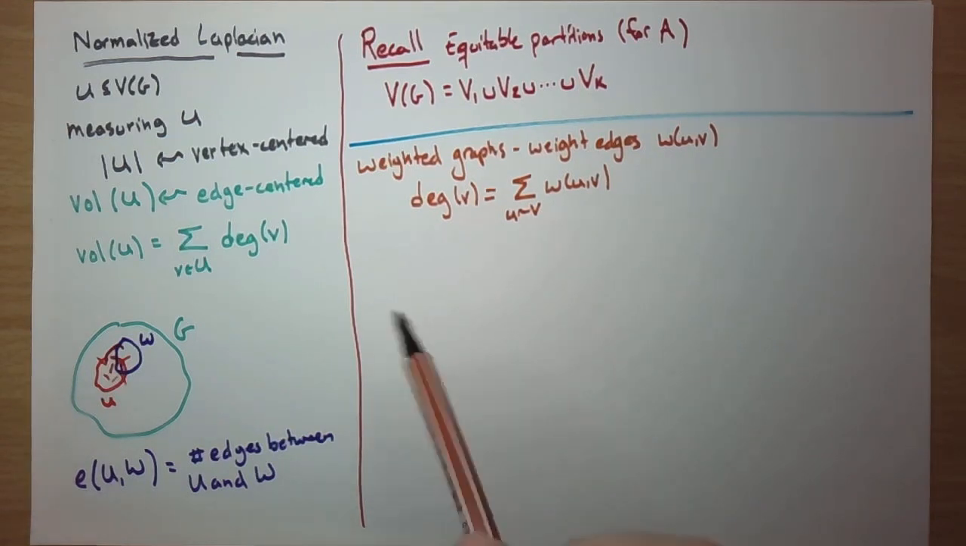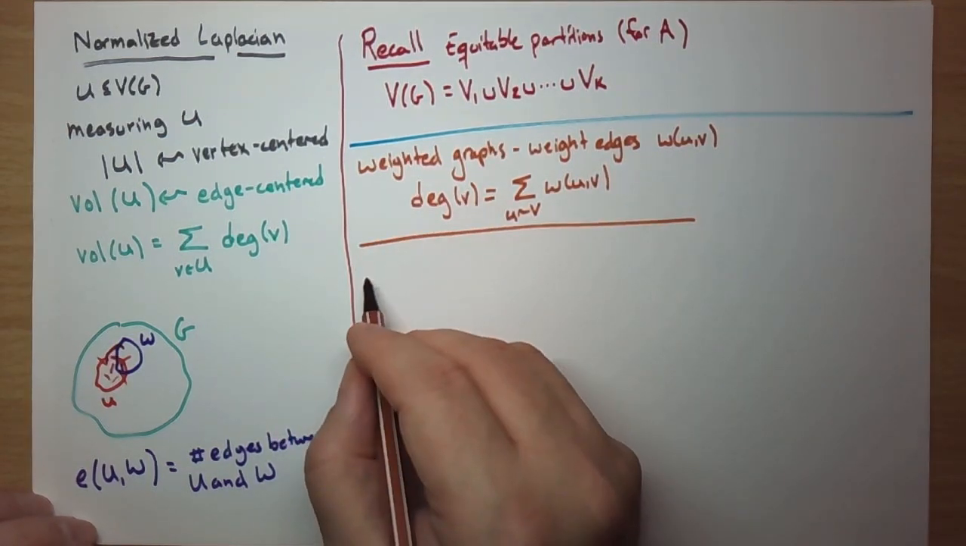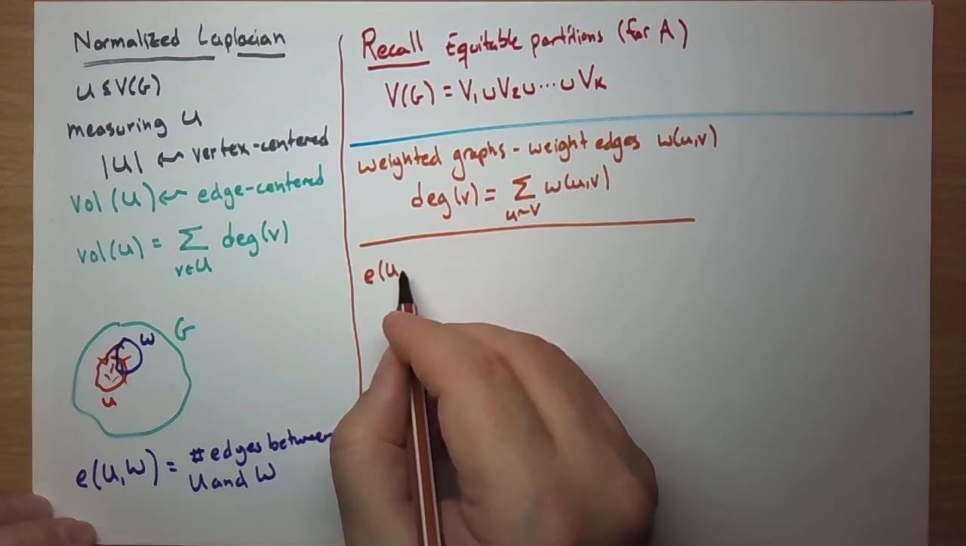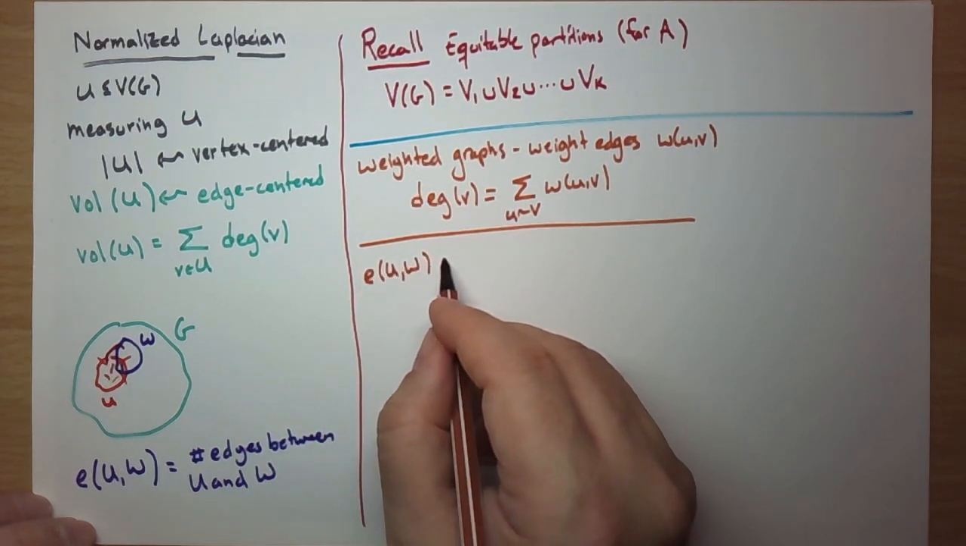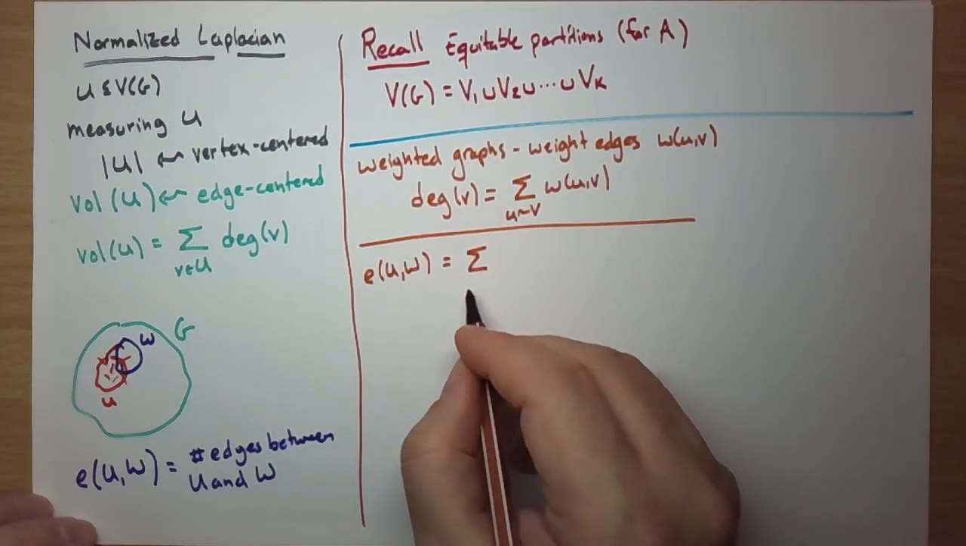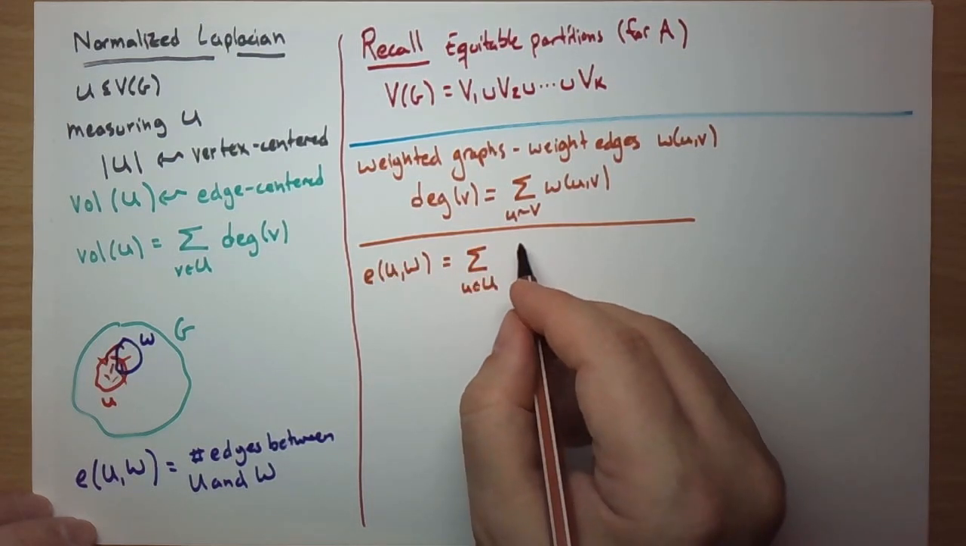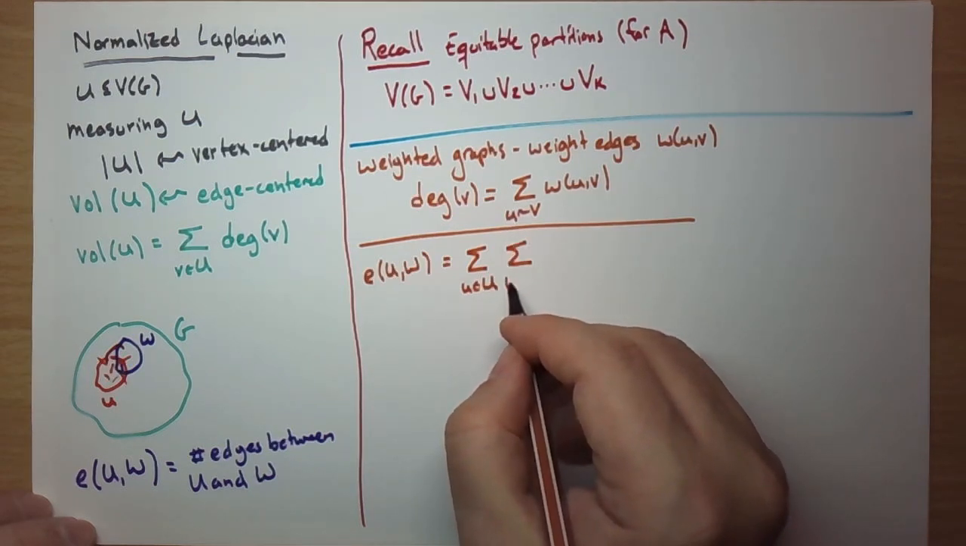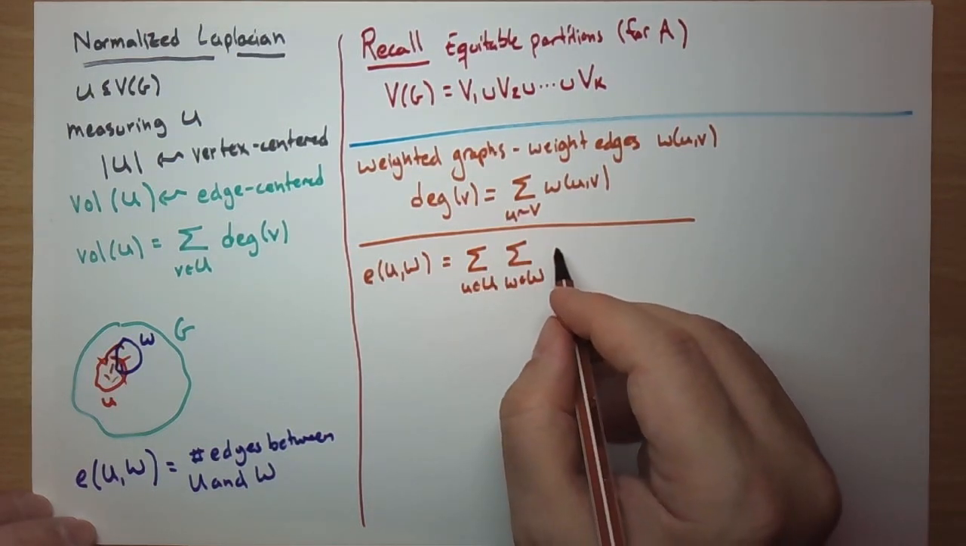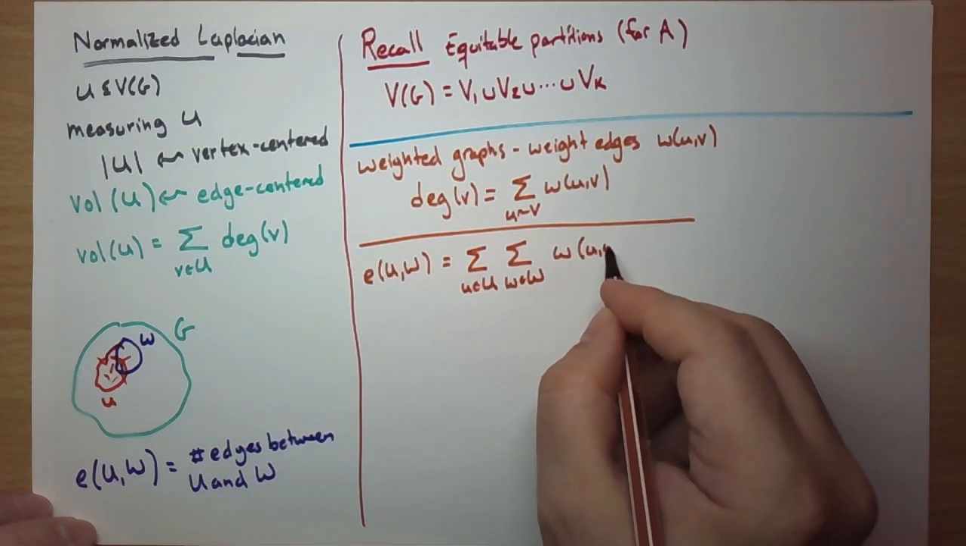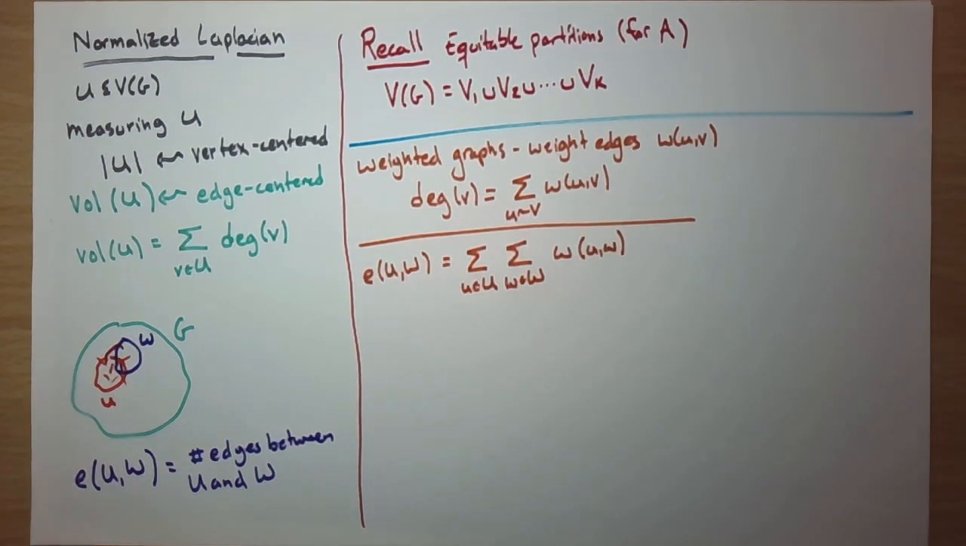Now, how could we define the edges between U and W? Well, if we do it in terms of a weighted graph, what's one way we can think of it? We could say we're going to sum over all u in U, sum over all w in W, of the weight w(u, w). So that's a way you could reasonably define the edges in a weighted graph, and even the edges in a simple graph. Now, the question you have is, when will things show up once? When will things show up twice?